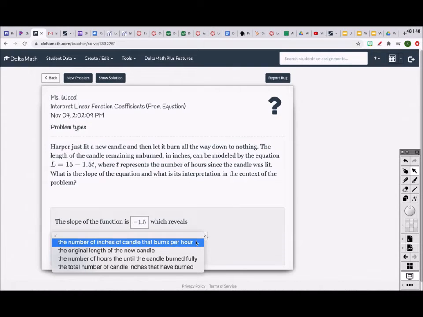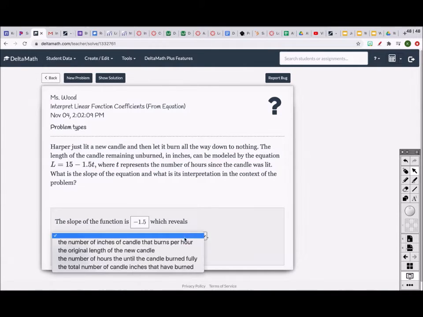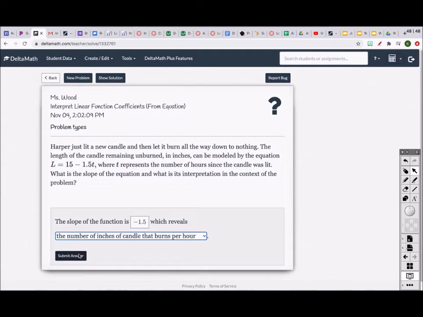So when it talks about slope, one of the things you should pay attention to is to look for the words each or the words per. Slope is a rate of change, and so there's always going to be inches per hour. It could be dollars per hour, dollars per computer, dollars per phone. It's always going to compare two things, because that's what a slope does. So, number of inches that burns per hour.